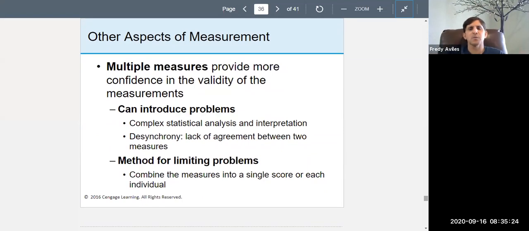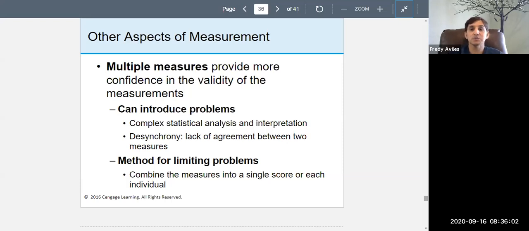You can use multiple measures. It's a good idea to use multiple measures, meaning that you can do maybe a self-report and also have physiological measures, and maybe also behavioral measures. If you use multiple measures, that provides more confidence in the validity of what you're actually looking at. So if you have a questionnaire that says this person's aggressive, and you also have behaviors that tell you the person's aggressive, and you have physiological measures, then there's more validity to the claim that this person is probably aggressive. So it's good to use multiple measures.